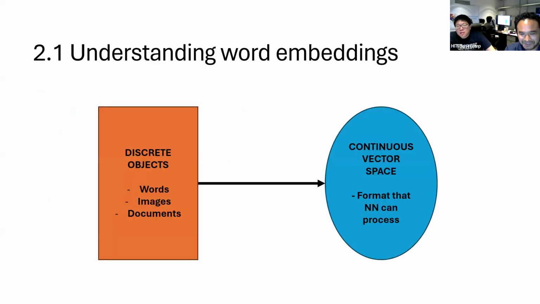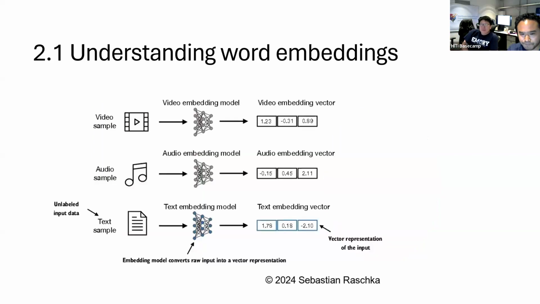And what does the book say? Sebastian, in the chapter, says it's basically a mapping from discrete objects such as words, images, or even entire documents into a continuous vector space. What is this continuous vector space? It's a format that the neural networks can process. It can be used for different formats, like videos, images, audio, and text samples, each having their own embedding model, and it will create the embedding vector.